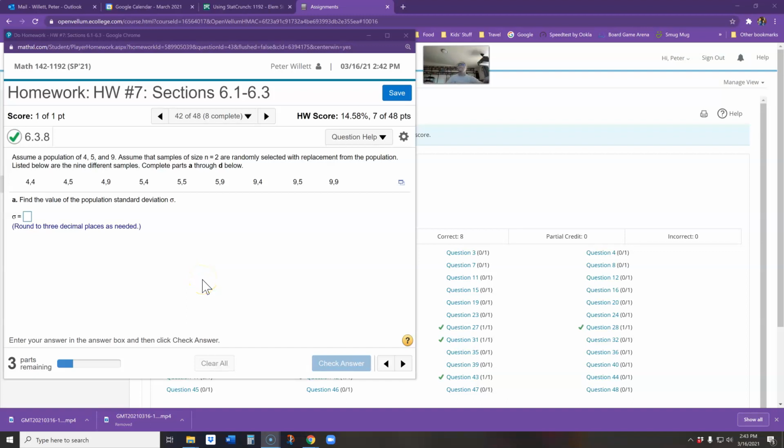Hey there, students. So I wanted to take a look at a problem from 6.3. And I'm going to illustrate how StatCrunch could be utilized to work the problem and be a helpful tool.